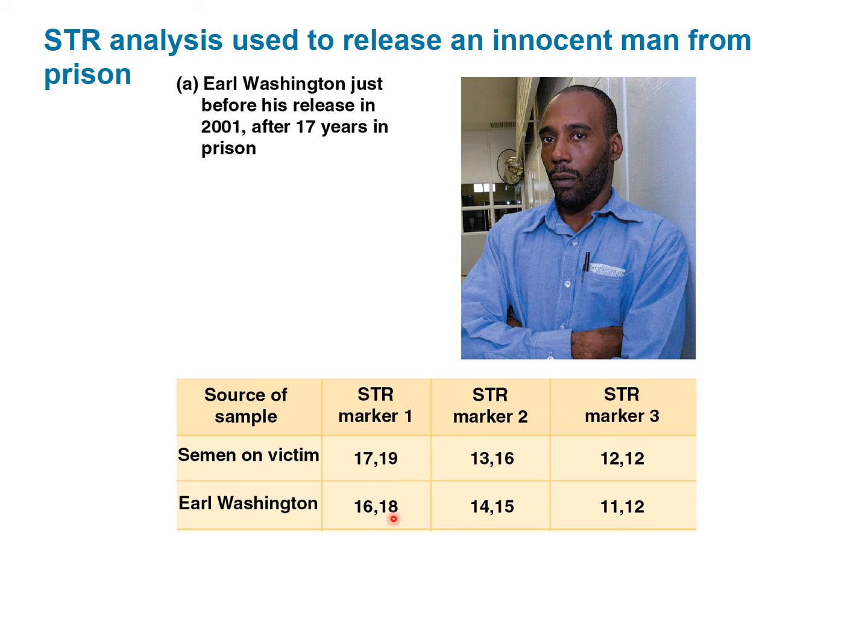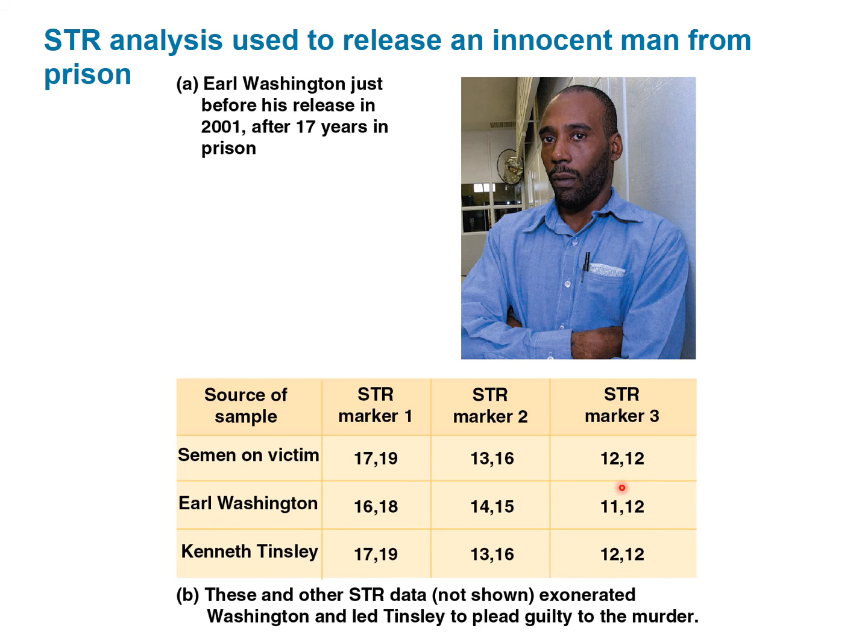Well, Earl Washington had a different profile. After analyzing Earl Washington's DNA, it was determined that he did not match the semen on the victim. There was another suspect, Kenneth Tinsley, who was then convicted. Kenneth Tinsley did eventually plead guilty to the rape and murder of this individual. You can see that the repeats on Kenneth Tinsley's profile match those of the semen on the victim.